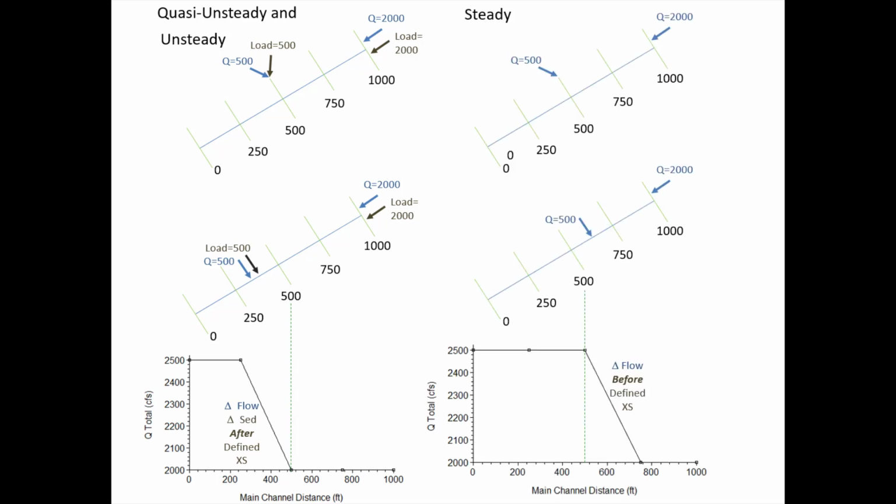And this is kind of an important point because steady flow actually does the opposite, and previous versions of quasi-unsteady actually did the opposite, where if you define the flow at a cross-section, the flow comes in upstream of the cross-section, so it shows up at that cross-section. But that's not how the sediment model works. The sediment model works with unsteady and quasi-unsteady, so the flow will come in downstream of the cross-section and show up at the next one.